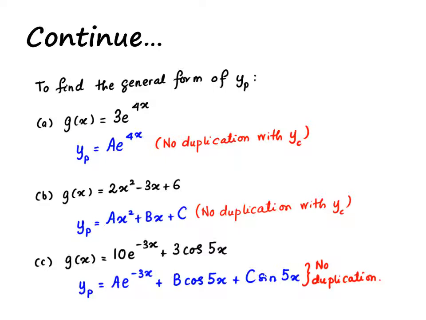For question C, the trial form of the particular solution yp is assumed to be the sum of the trial particular solution for each term in the input function g of x. Since there is no duplication between yc and yp, the final form of yp is given by a e to the power of negative 3x plus b cos 5x plus c sin 5x.